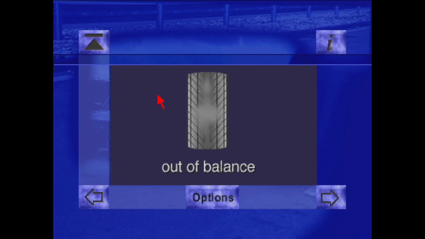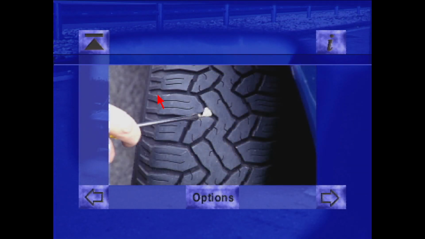or if it's on the outer edges, it could be caused by poor cornering technique. A shallow patch of tread at one point on the circumference indicates that the wheel is out of balance. Remove stones and other debris from the treads while you're inspecting them.